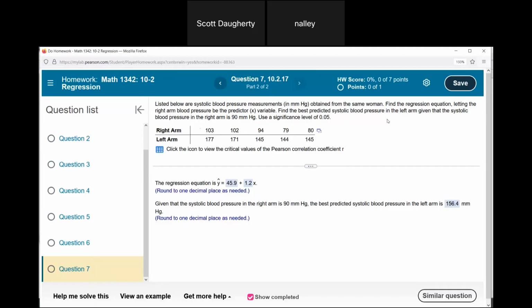Find the best predicted blood pressure for the left arm, given that someone has a blood pressure of 90 for the right arm. We're going to try to predict what your left arm blood pressure level would be for this woman probably, if it were 90 for her. It's particular to this woman, right? So you can't expand this beyond anyone but this particular woman.